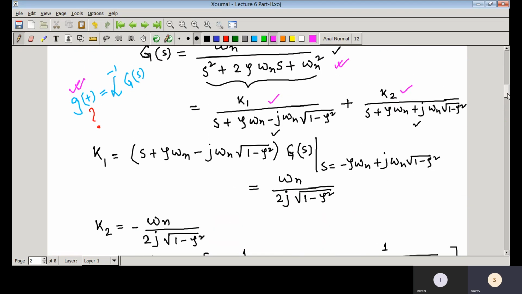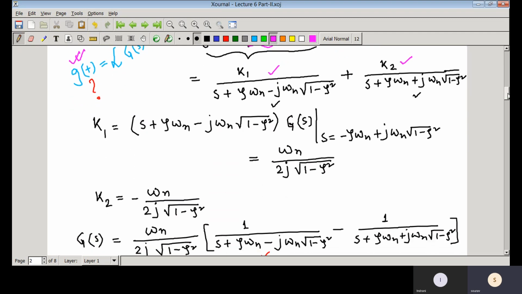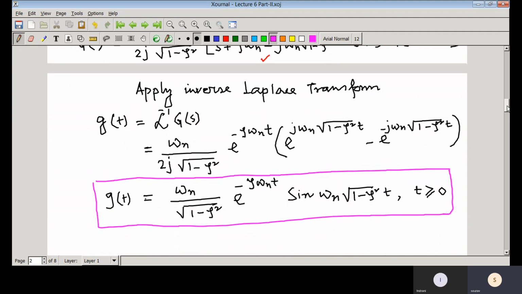So later on you will see that this zeta and omega n have some physical meaning. Basically they carry some information about that system. So this omega n is that natural frequency, zeta is that damping ratio. That thing we will see later. So for the time being, our objective is to understand how to apply inverse Laplace transform to find g(t) whenever we have that complex conjugate poles, and we found that this is that final expression.